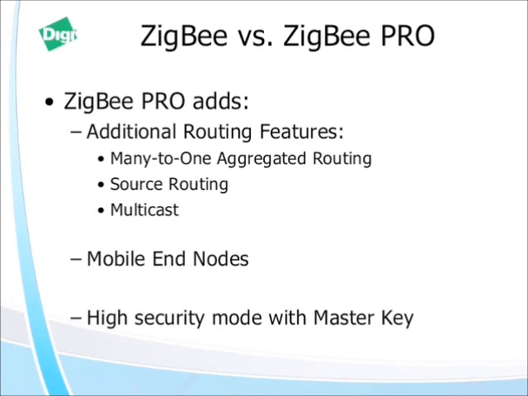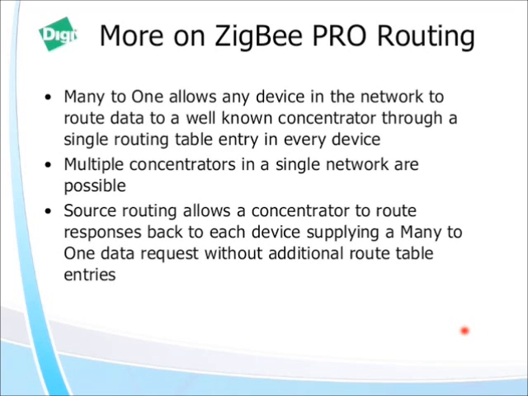ZigBee Pro also adds this additional security key that can be pre-shared between all the nodes, and that is called the master key. So it actually allows for another layer of AES keying. Here's a slide on all of the stuff that I just said. You can refer to that in the presentation when we have it available for download on our website.